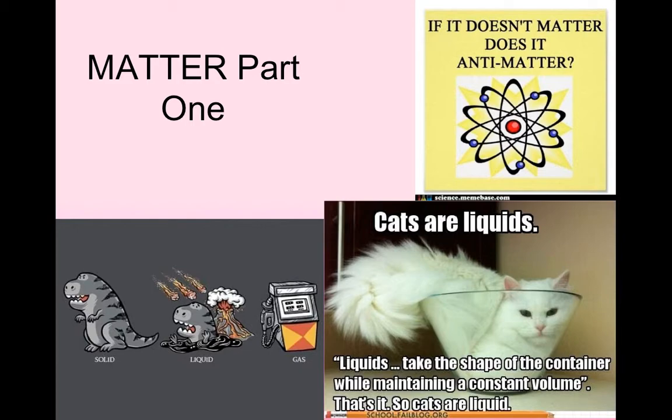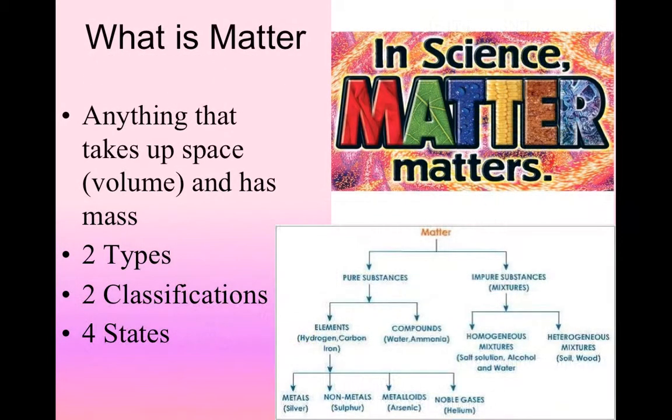When we look around on the earth, everything that is around us is made up of matter. Basically, matter is anything that takes up space, volume, and has mass. We're going to look at 2 classifications of matter, and then 4 states of matter. So we're going to go through all this.